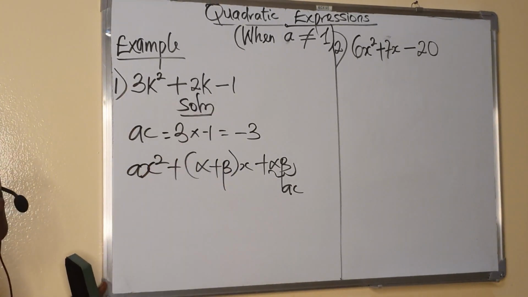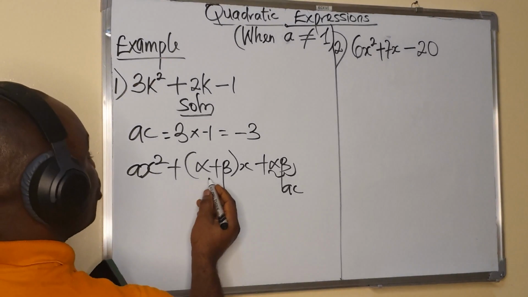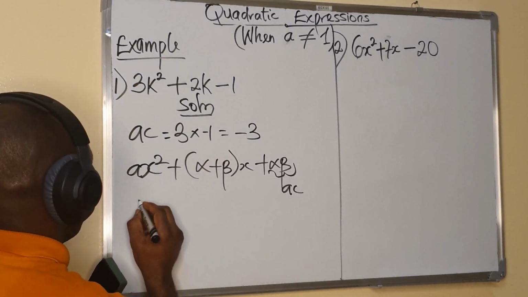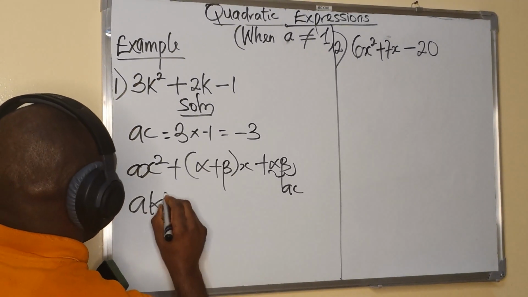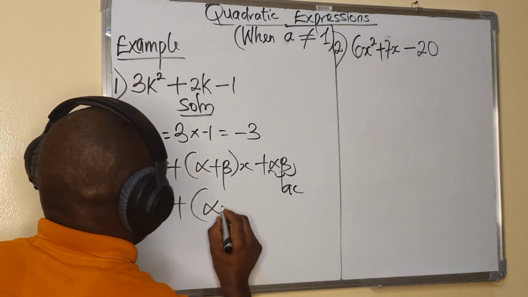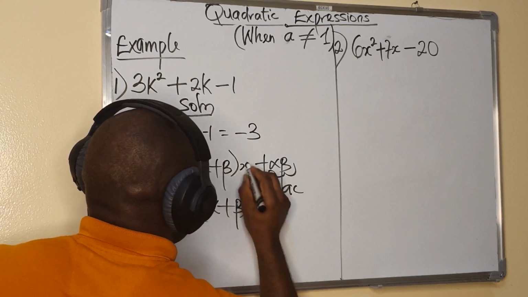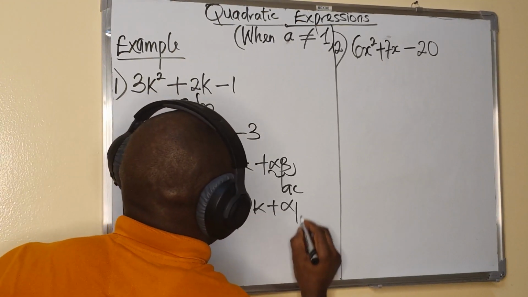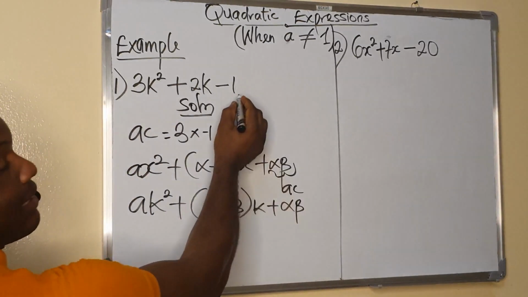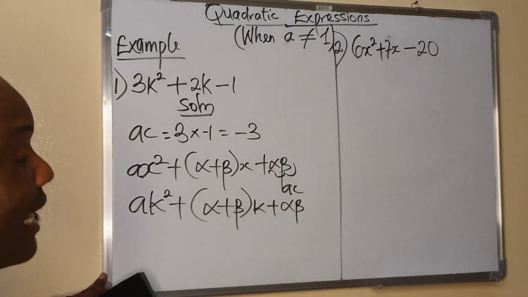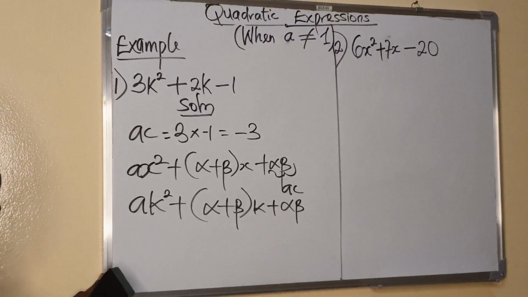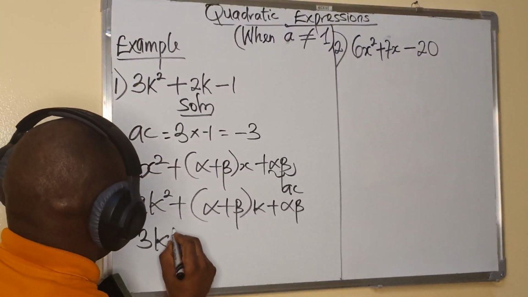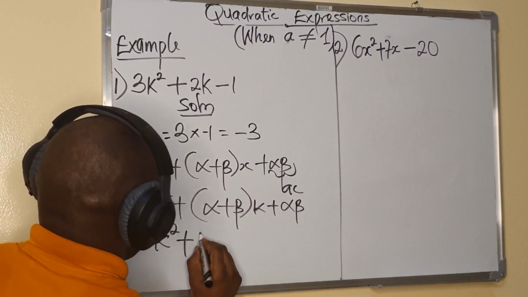Since k is the variable we are dealing with, I am going to change x to k in this expression written down here. So it's going to be ak squared plus open bracket alpha add beta with k representing x plus alpha beta. Remember, alpha beta is no longer c but ac. So with that in mind, my ak squared comes down as 3k squared plus open bracket.